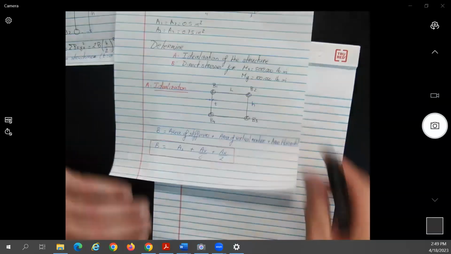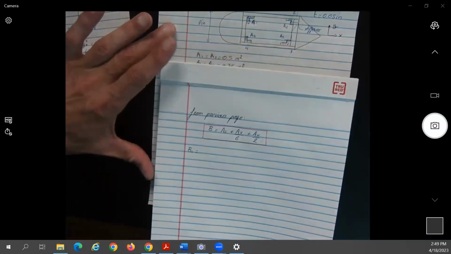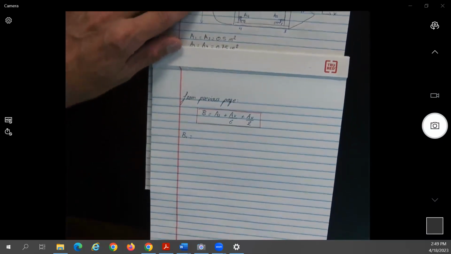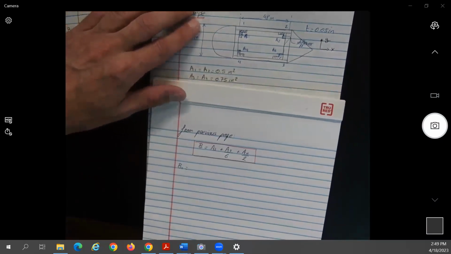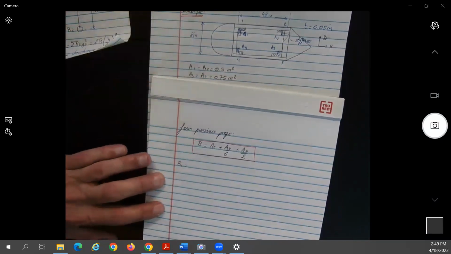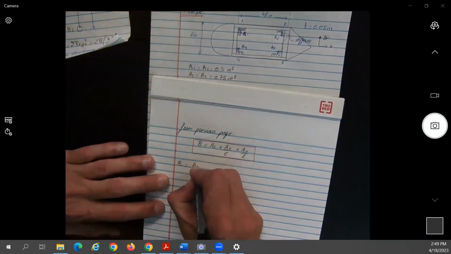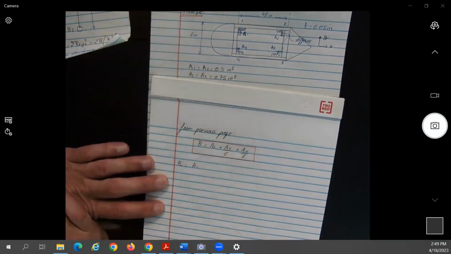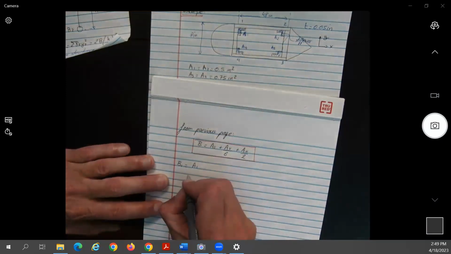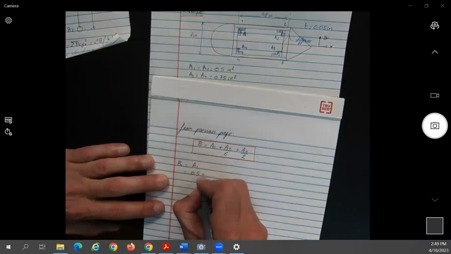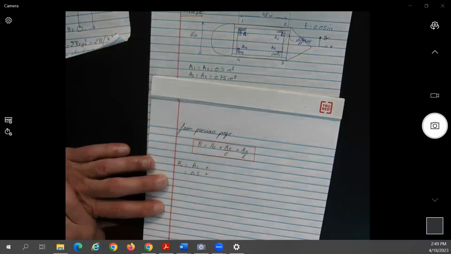Okay, so what would be B1? What is the area of the first one? It should be A stiffener 1, we do it this way. So A1, it should be equal to 0.5. Yes? Okay. Now, what should be the area of the vertical ones? What is the expression we found for the vertical?